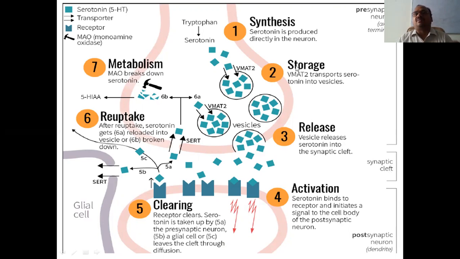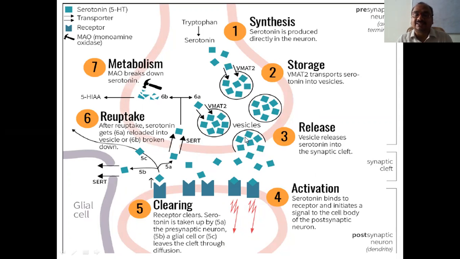The presynaptic neuron synthesizes the serotonin hormone, here in this cell. And it is stored in the vesicles. That is also a very important point that they will ask in the exam. Vesicles are the storage for the serotonin. And third, release. See here, the vesicles take it up, and it starts dumping into the synaptic cleft area.